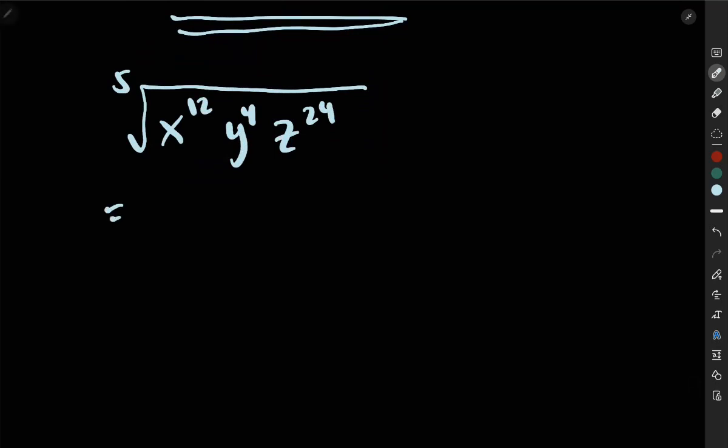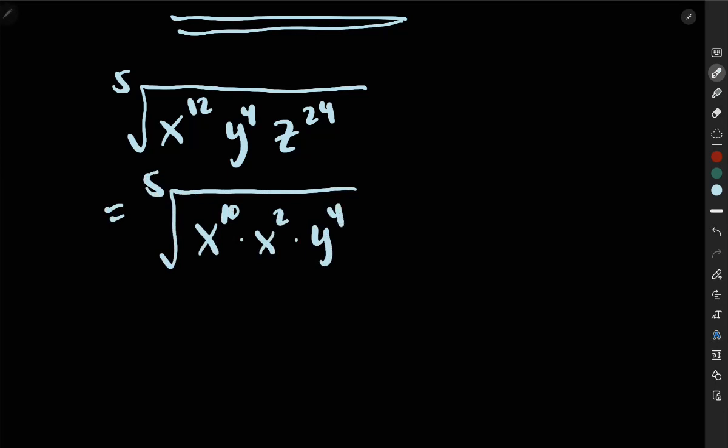For the x to the 12, we're going to make it x to the power of 10 and separate the x squared. If you combine it back, it will become x to the power of 12 because you add exponents: 10 plus 2 is 12. For the y to the fourth, it's impossible for us to have a multiple of 5 exponent because it's lacking 1. So we'll just leave it there. We cannot do anything with that. For the z, we can make it z to the power of 20 and then separate the z to the power of 4. So we at least have a multiple of 5, which is z to the power of 20.